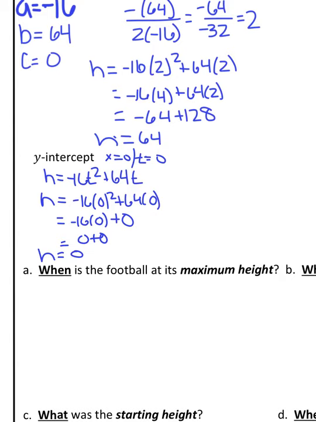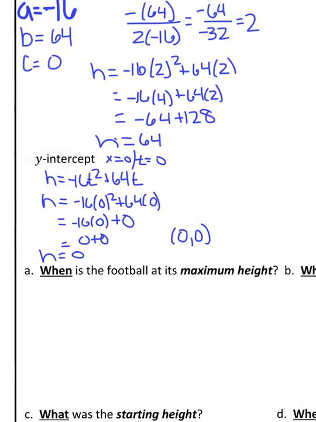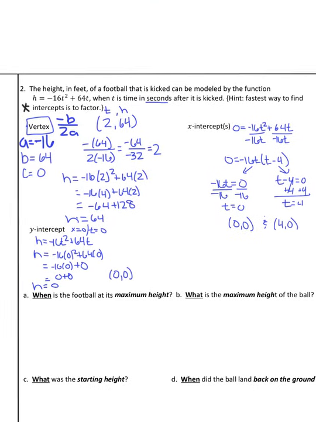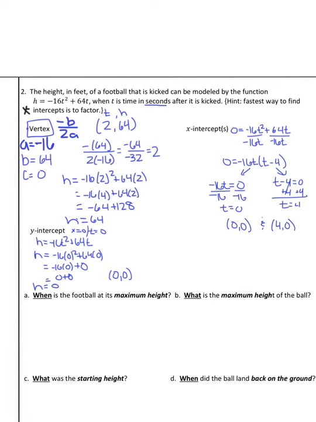I kind of already knew this was the y-intercept, because anytime the x-intercept is the origin, then that's also the y-intercept, because when x is 0, y is 0. So there's my y-intercept, (0, 0). All right, so now that we've found the vertex, the x-intercepts, and the y-intercept, we can answer the 4 questions below.